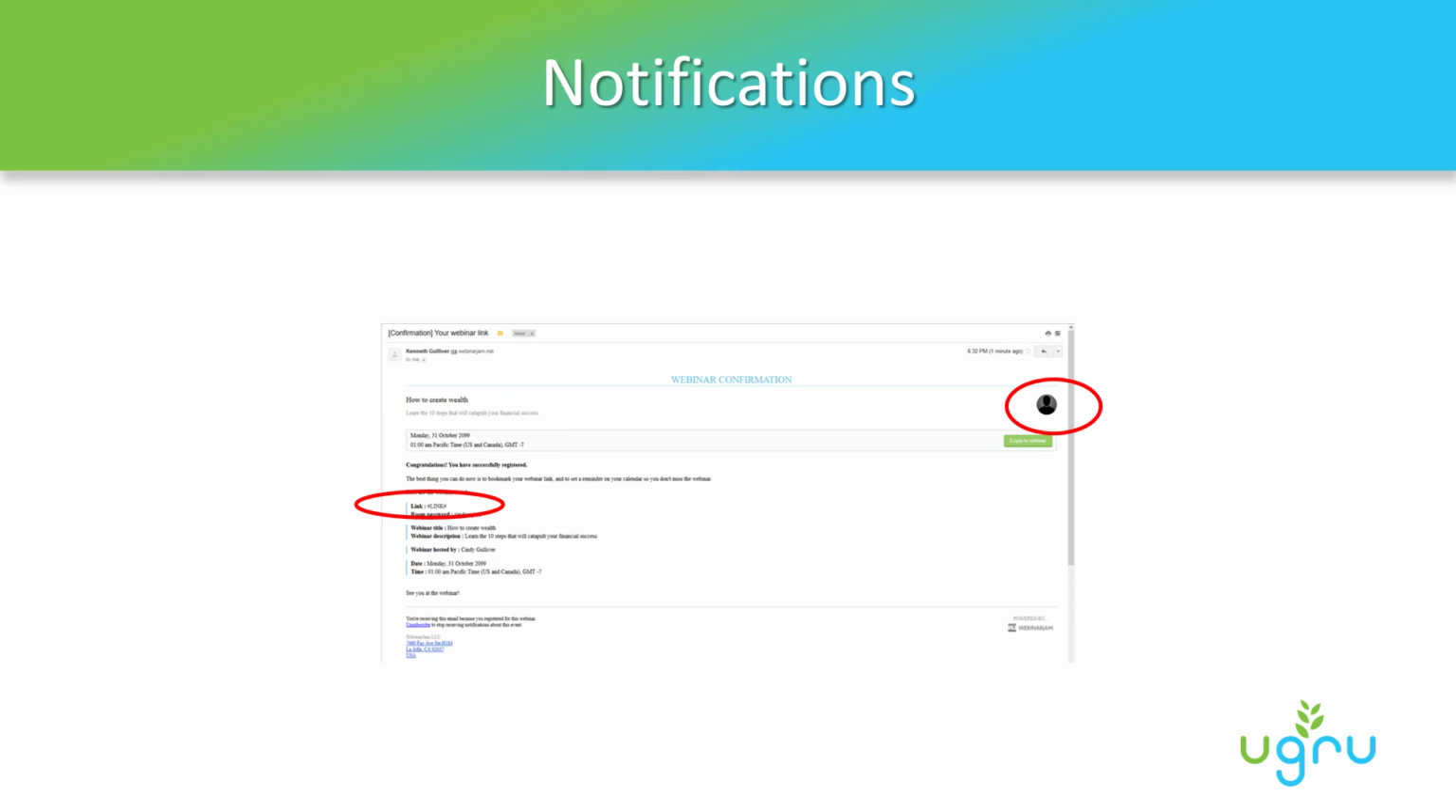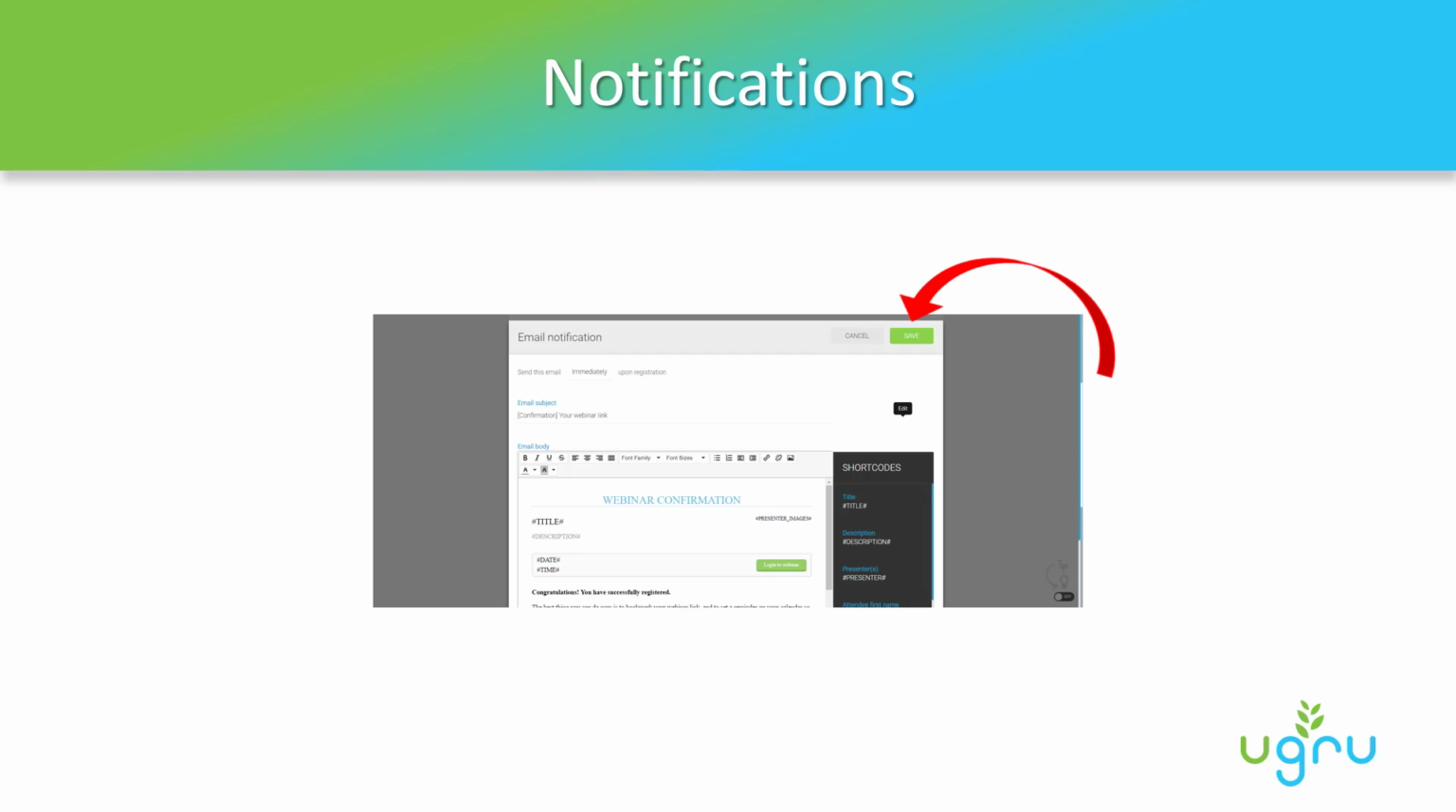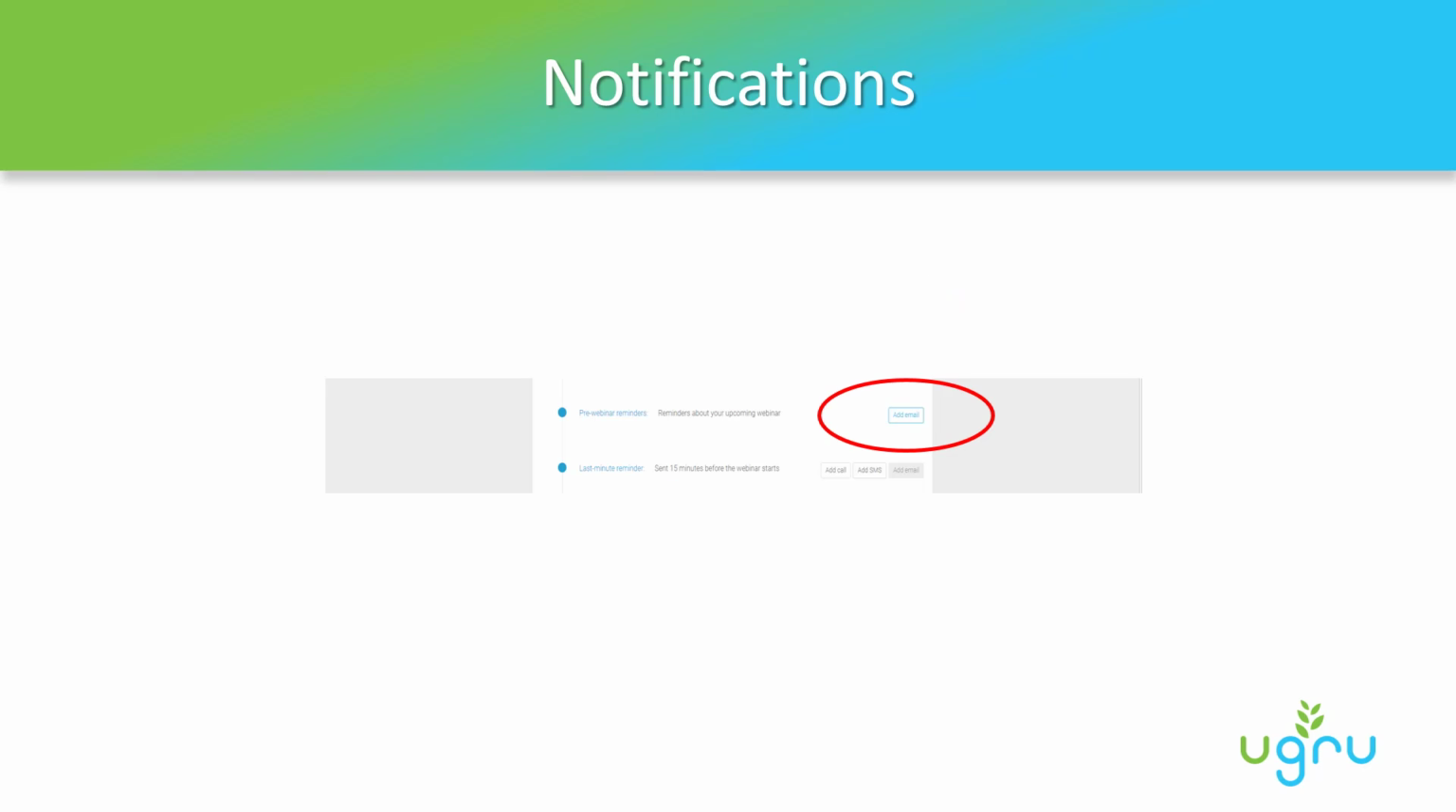Now, because this is only a test, we won't be able to see the current link to the webinar or the picture of the presenter. But when it's live, all of these will be replaced with the correct information. Now that you have a visual of what your registrants will see, you can go back to Everwebinar and make some changes or save the email as is.